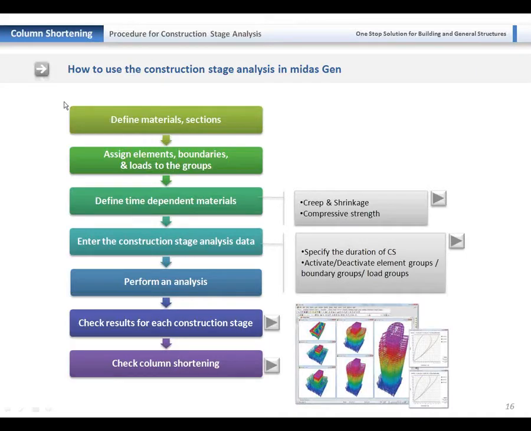This is the flow chart that we need to follow using Midas Gen. Firstly, we define the material and section and create the element, which is the same as general modeling. After that, for the construction stage, we need to define the group. So element group, boundary group, and load group should be defined. And then we define the time-dependent material.